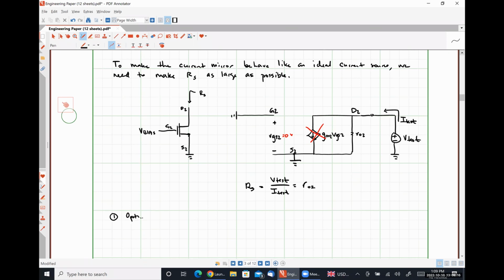Our first option is to increase the length of M2. What I mean by that is that if we want it to be a perfect copy, the ratio W over L1 and W over L2 have to be the same. So if transistor M1 had a ratio of 10 to 2 and transistor M2 had a ratio of 50 to 10, their aspect ratios would be the same, but the length of transistor M2 would be 5 times as long.